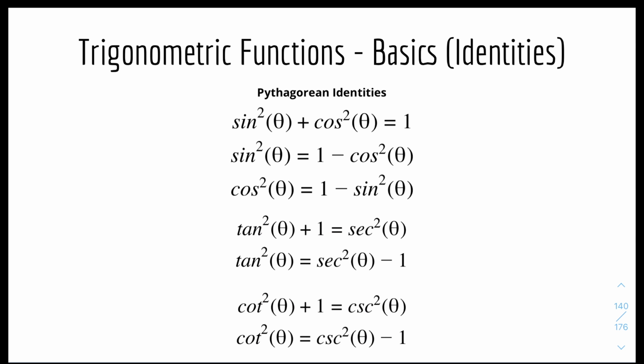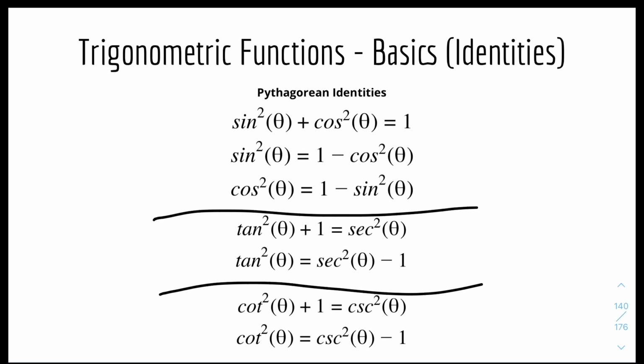Then we have some Pythagorean identities. So we can just split this into 3. And they look just like Pythagoras theorem, where a squared plus b squared equals c squared. So number 1, we have sine squared theta plus cos squared theta equals 1. And you can rearrange it to get sine squared theta the subject or cos squared theta the subject. Number 2, tan squared theta plus 1 equals sec squared theta, and you can rearrange to get tan squared theta the subject. And number 3, cot squared theta plus 1 equals cosec squared theta, and you can just rearrange to get the subject.